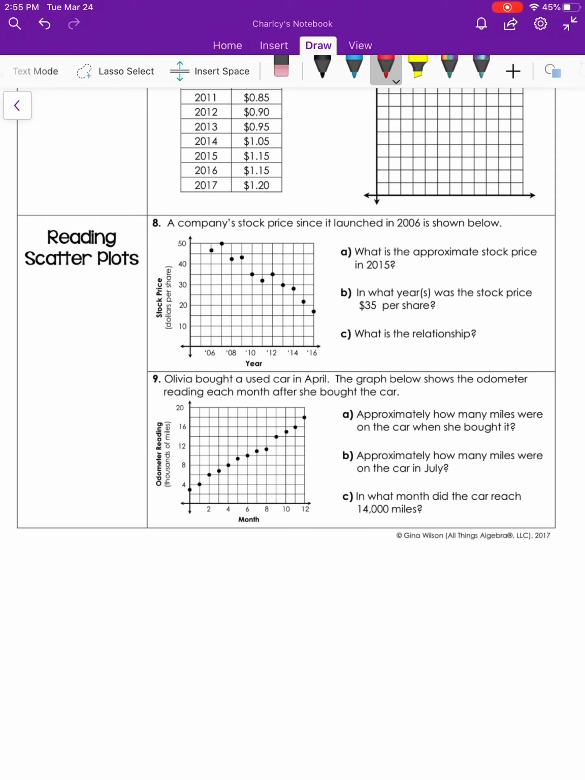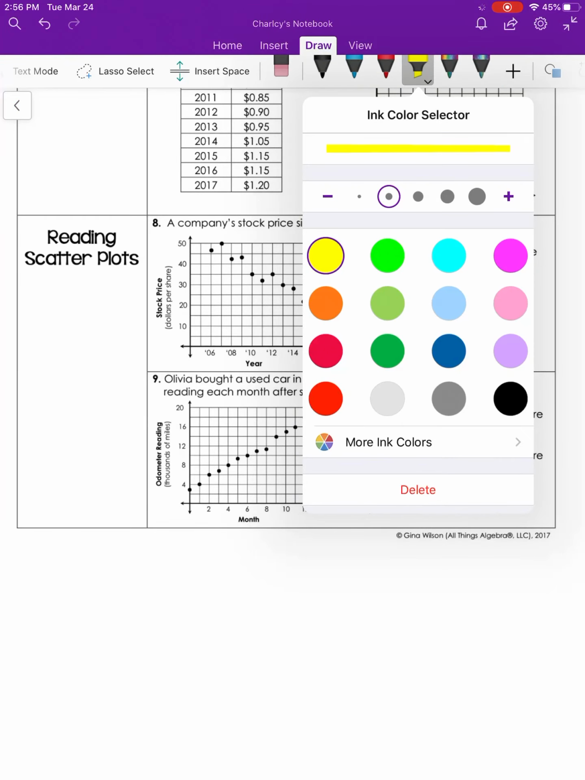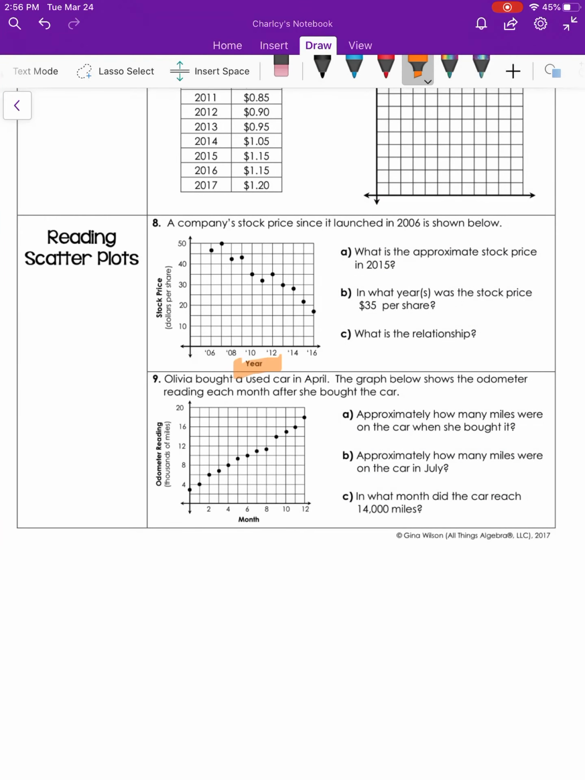Okay, so let's look at number 8 to begin with. It says a company's stock price since it launched in 2006 is shown below. And it asks, A, what is the approximate stock price in 2015? So what we're going to have to do is look at your axes and find which one is talking about the year. Okay, and the one that's talking about the year here is our x-axis. Notice I've highlighted it there.